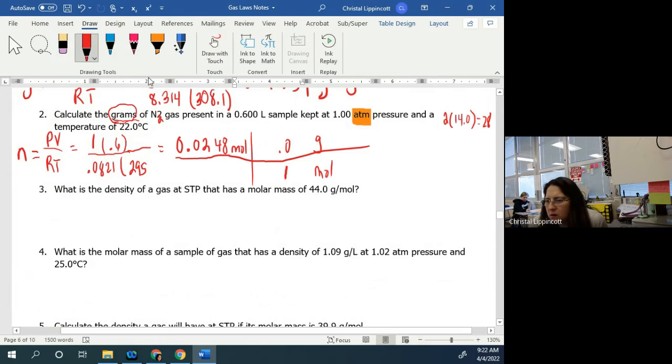Oh, God. It is a Monday, y'all. I'm sorry. All right, so I'm going to take that times 28. So I ended up with 0.694, and that's going to be grams of N2.